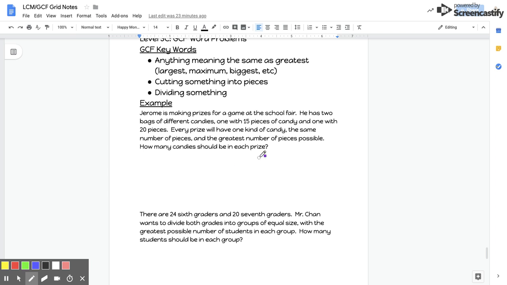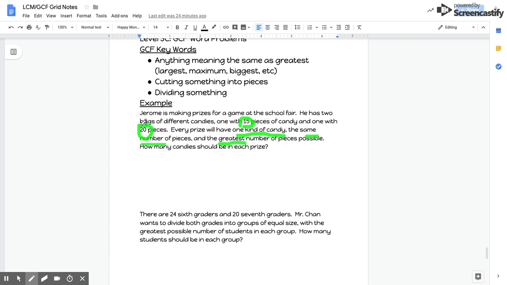Okay, so we're going to look for some keywords here. Right off the bat, I see the word greatest, which is definitely one of my keywords for greatest common factor. I see same number of pieces. Same means the same as common, so that's another good hint that this is GCF. And also each one's only going to have one kind of candy. That also helps to tell us it's GCF. So we're going to find the greatest common factor of 15 and 20.